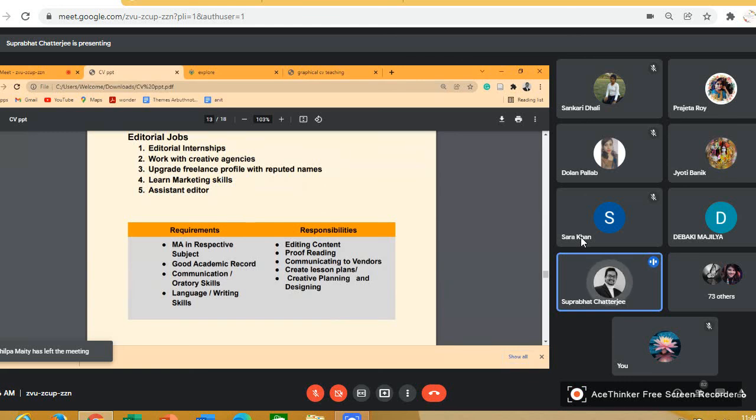You need first of all an MA or an MSc in the respective subject. So why MSc or MCom? Because these publishing houses also have very specific textbooks, so they also need editors. The other day I was looking into the Oxford University Press internship for you, and there I found that it's not just for English graduate or postgraduate students, but also for science, commerce and other stream students.